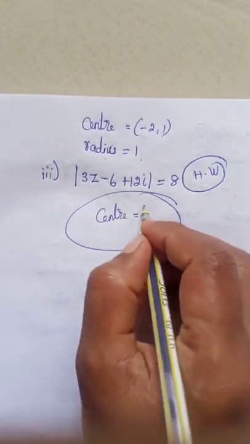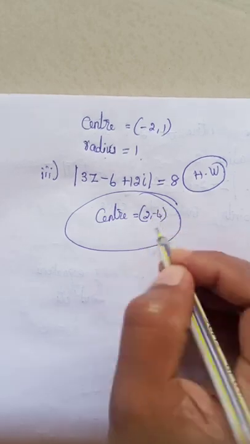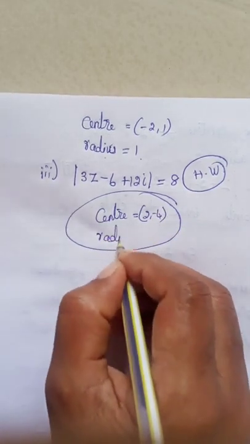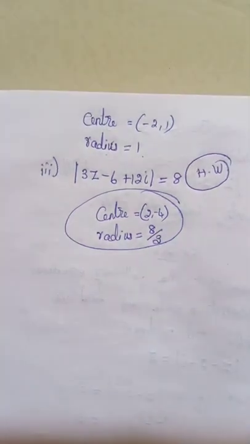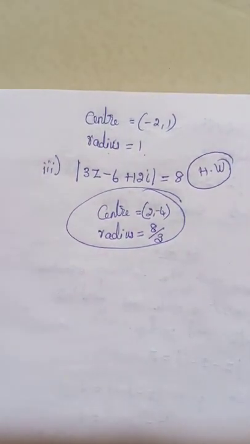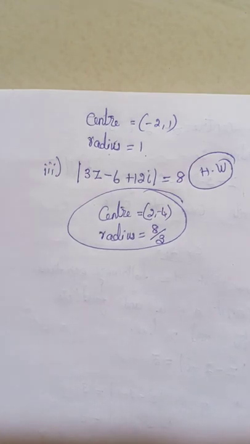Center is equal to (2, -4), and the radius is equal to 8 by 3. Simple problem only, no? Only one homework I have given. Complete it. Okay?